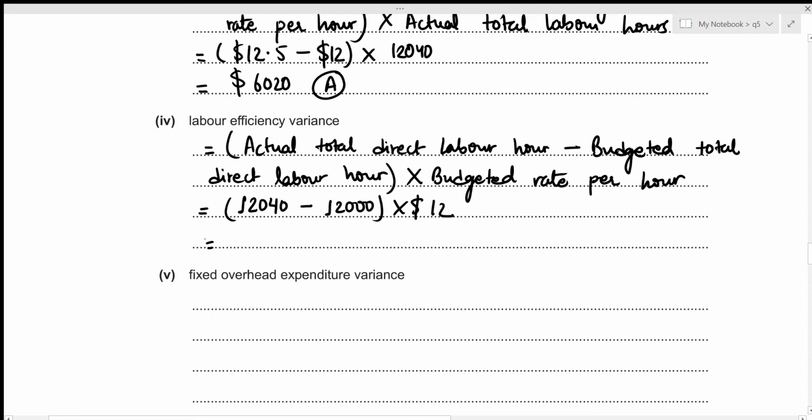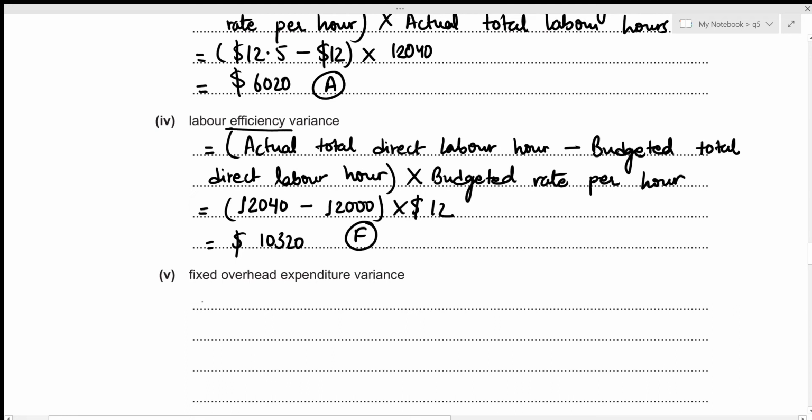Now this gives our total labor efficiency variance to be 12,040 minus 12,000 times 12, which results in the value of 10,320. And we're talking about labor efficiency, right? So this means that the higher the direct labor hour, more favorable it is. And we can clearly see that our actual direct labor hour is definitely higher than the budgeted direct labor hour, which means that this results in a favorable condition. Now we can move towards the fifth one.